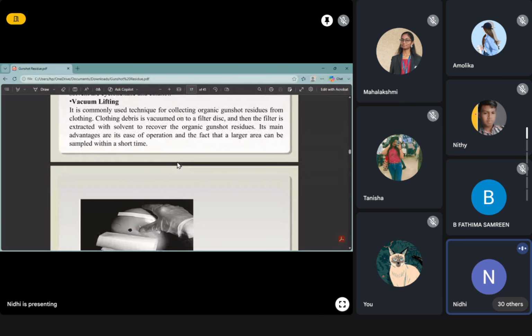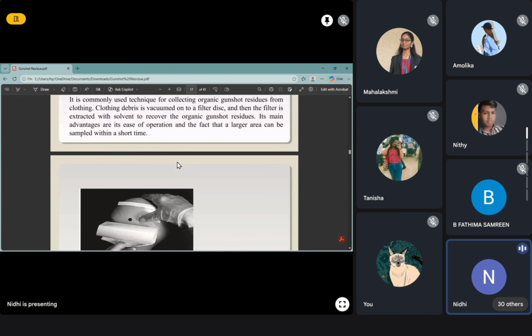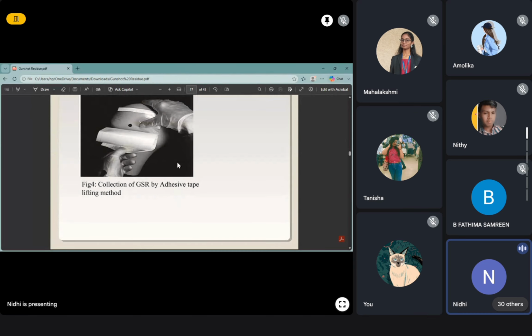Then comes vacuum lifting. Vacuum lifting has never been used in India till now. It is a commonly used technique for collecting organic gunshot residue from clothing. Clothing debris is vacuumed onto a filtered disc, and then the filter is extracted with solvent to recover the organic gunshot residue. Its main advantages are its ease of operation and the fact that a larger area can be sampled within a short time. This is the collection of GSR by the adhesive tape method.